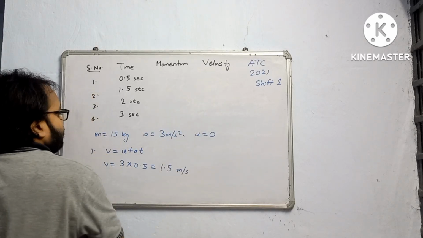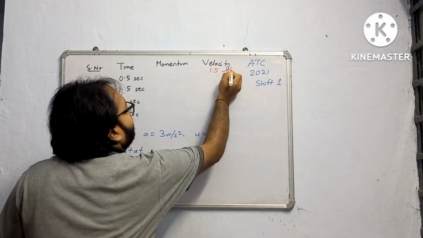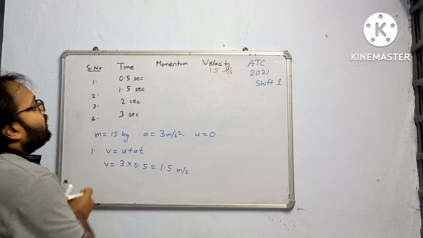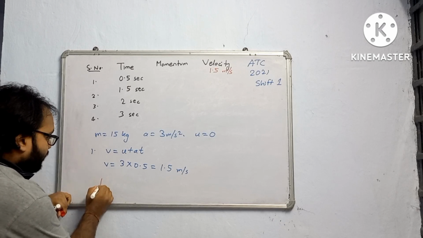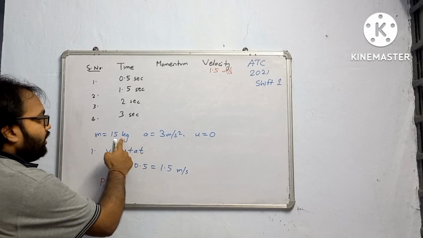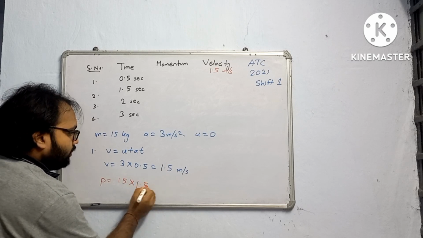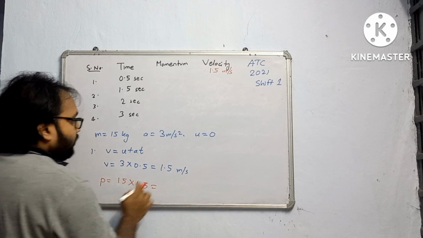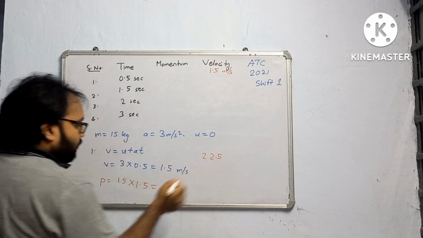Let us use red color. This will become 1.5 meter per second. Now momentum. What is momentum? P is equal to mv. Momentum P is equal to m into v. M is 15 kg multiplied by velocity 1.5. 15 into 1.5, how much will it become? 15 square is 225, so it will become 22.5.